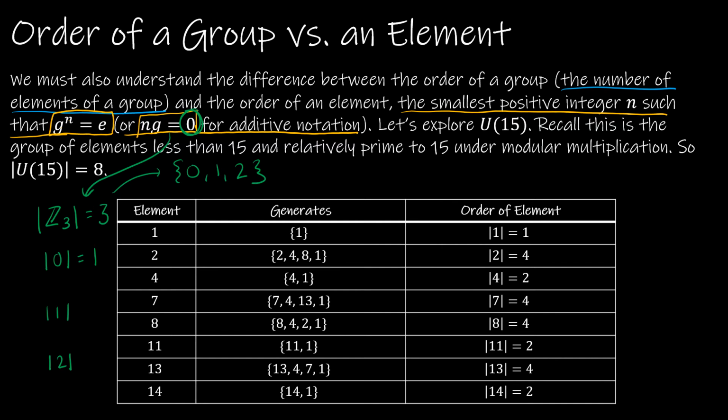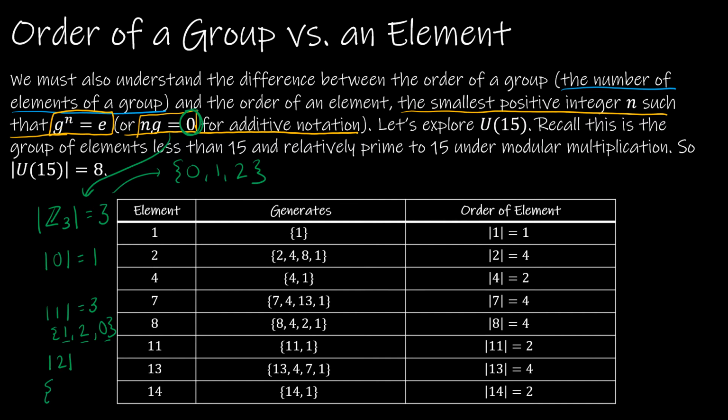Well, let's look at 1. So if I start with 1 and I add 1 to it, what do I get? I get 2. And if I add 1 to 2, what do I get? I get 3, which is actually 0. So how many times do I have to add 1? How many 1s do I need to get back to 0? I need three 1s. 1, 2, 3.